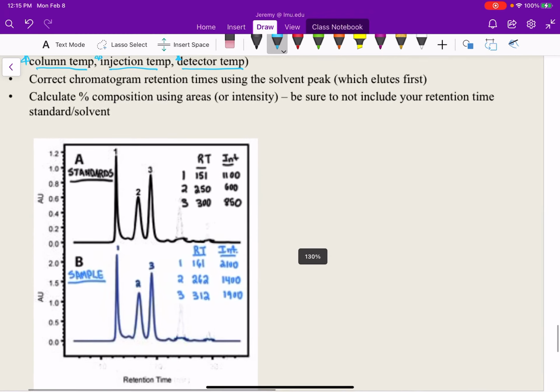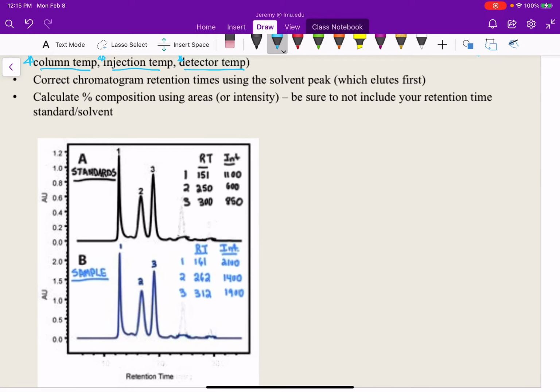Okay? To help identify if you have the same compounds, they will have the same retention times. So it's important that you correct our retention times. So in this example here, we've got two runs, run A and run B. So run B is our sample. A is going to be our set of standards. What I first want to do is highlight compound 1. That's going to be like our solvent/retention time standard.